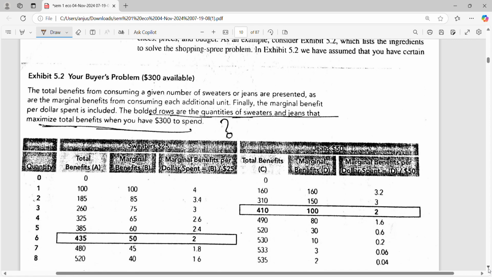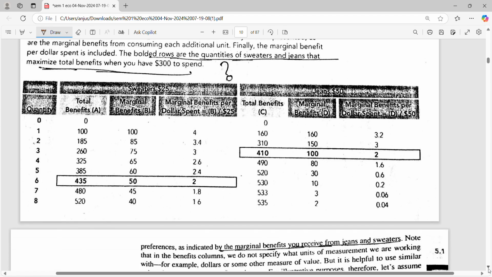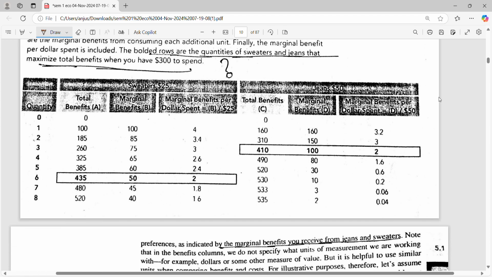Let's complete that as well. So putting it all together, in this table, the budget schedule, here you can see the sweater part and the jeans part. The sweater, we know, is 25 and the jeans is 50.